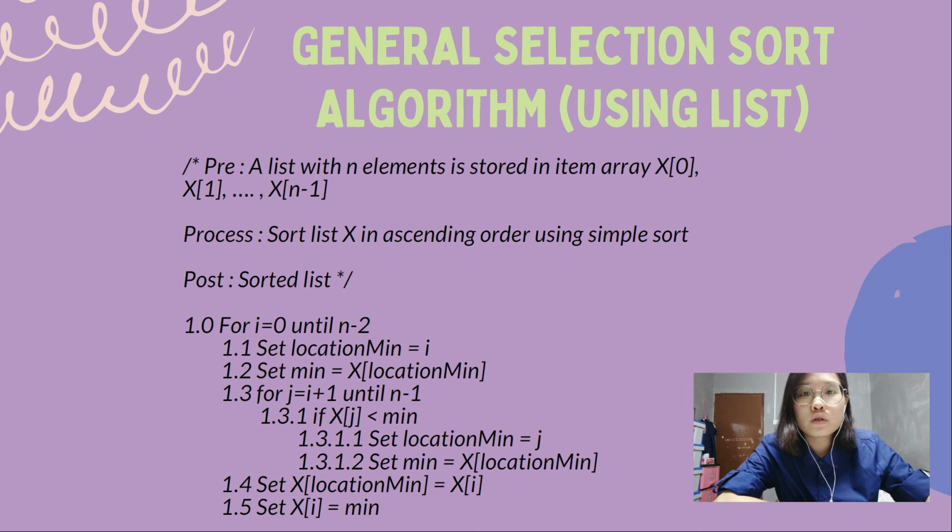It has a precondition, which is that there must be an array list with n elements stored inside the array list. The process is that it will sort the array list either in descending order or ascending order based on the user requirement. And the postcondition is that the array list will be sorted.